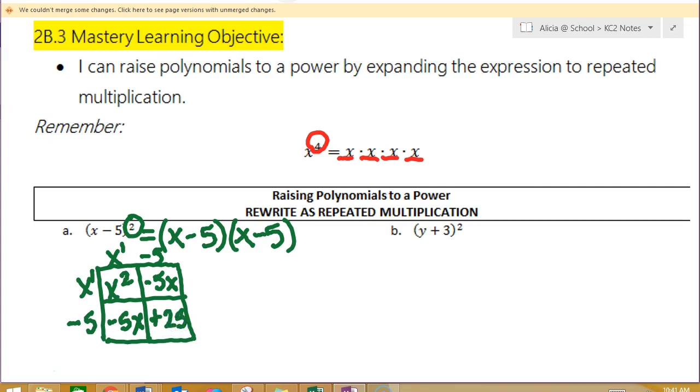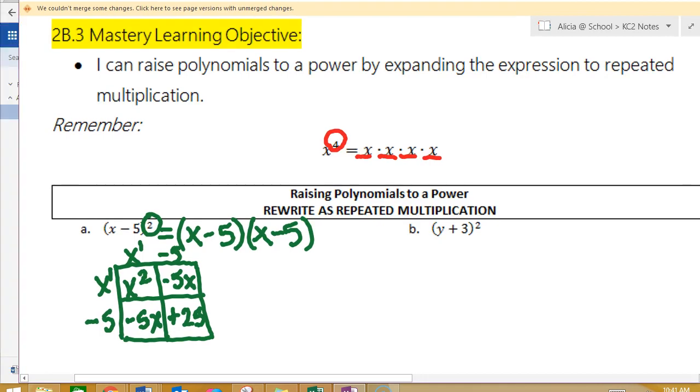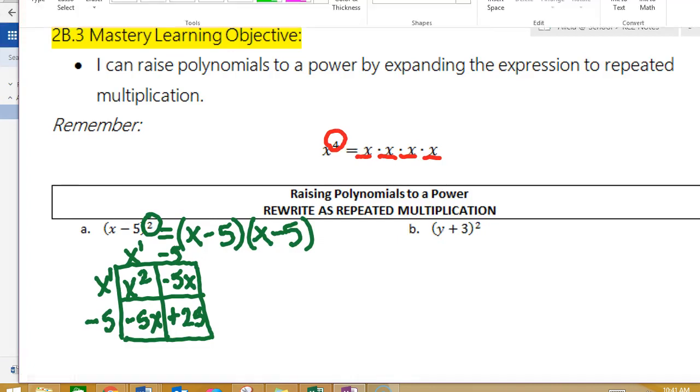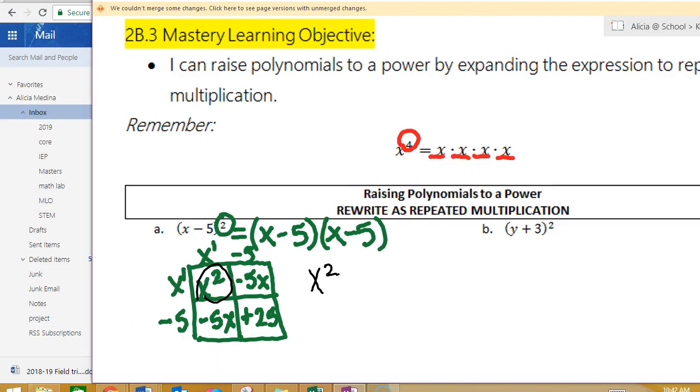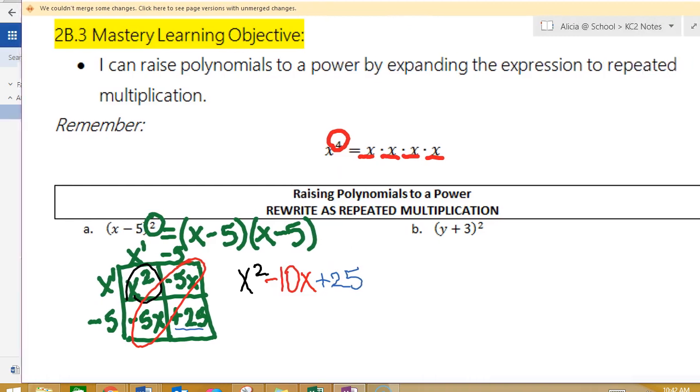I'm writing my terms out for the final answer. You see that I have my x squared there. I have my negative 5x and negative 5x. Those are my terms. A negative 5x and a negative 5x is a negative 10x. And my last term is a positive 25. There's no other constant, so my positive 25 just gets dropped down. Again, remember to write in order from greatest to least exponent, as well as alphabetical.